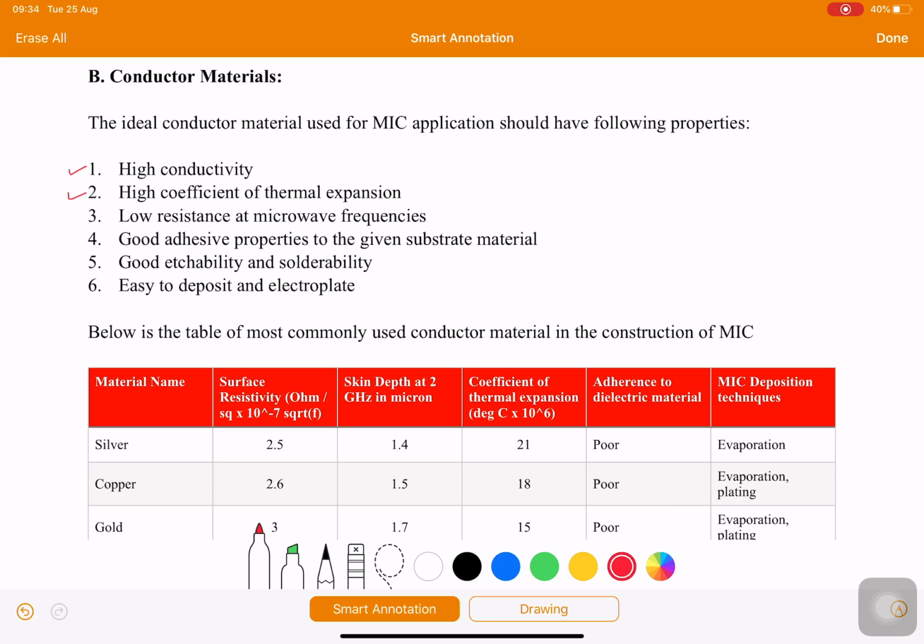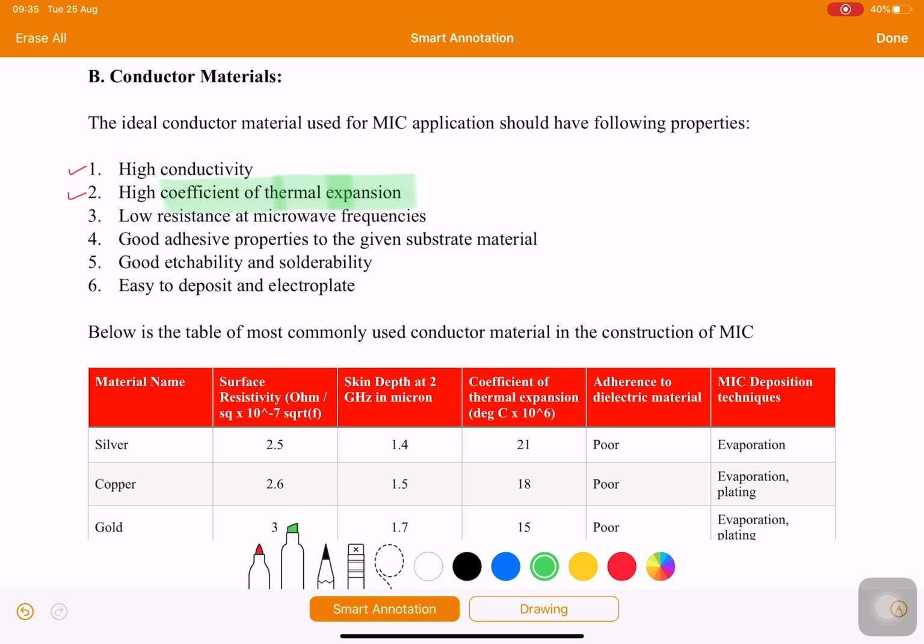The thermal coefficient of expansion means the change in the dimension of the conductor as it carries thermal heat. We already know that whenever a conductor carries thermal heat, the dimension or the size of the conductor increases. This increase in size should be as small as possible when it is carrying a large amount of heat, and this property of the conductor material is measured in terms of what we call the coefficient of thermal expansion.